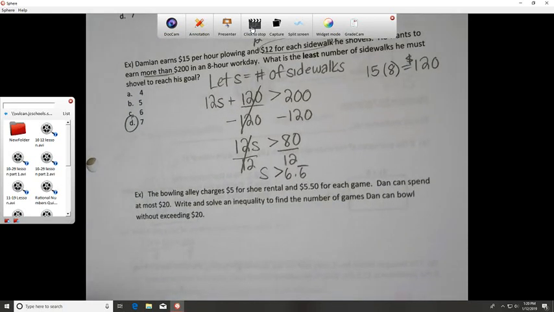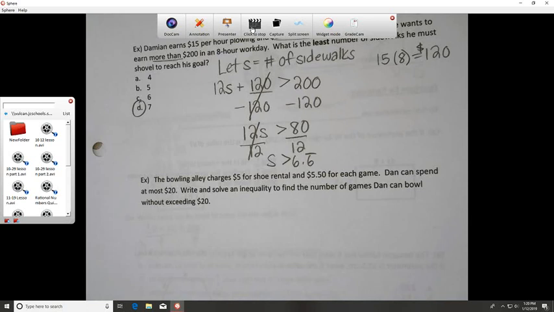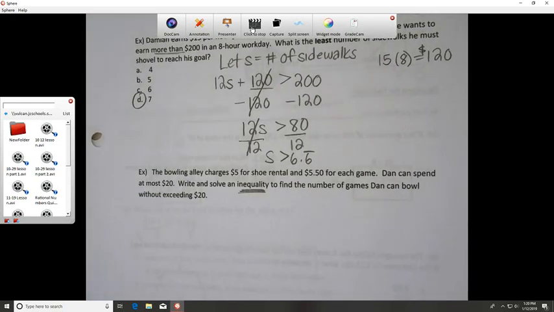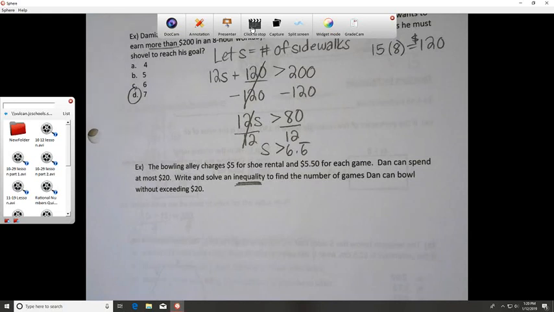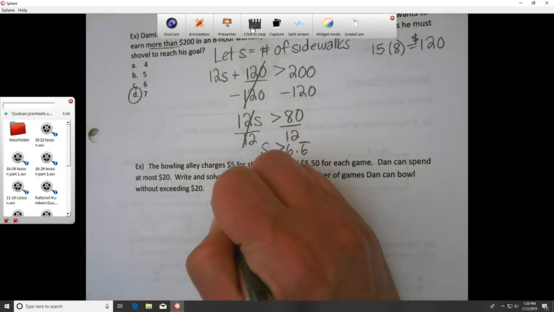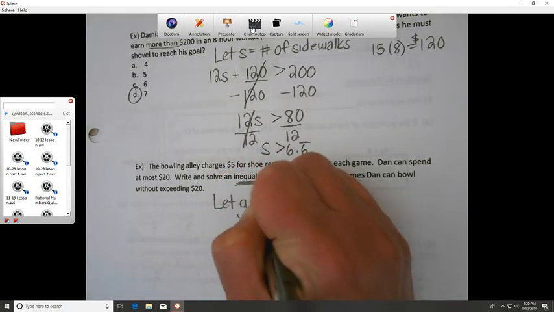All right, the next question says the bowling alley charges $5 for shoe rental and $5.50 for each game. Dan can spend at most $20. Write and solve an inequality to find the number of games Dan can bowl without exceeding $20. So one key word that I see here is that it says inequality, which means I cannot have an equal sign. It's got to be a less than, greater than, or whatever. We're trying to find the number of games, so I'm going to say let G equal number of games.